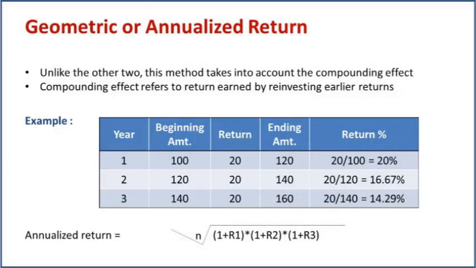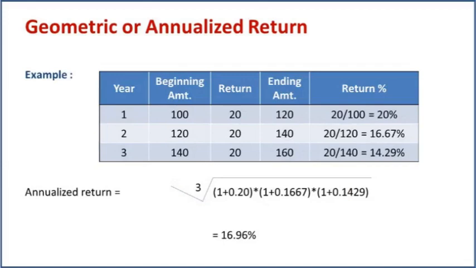In the given example, the beginning amount is rupees 100. It gives a return of rupees 20 in the first year, which is equal to 20%. In year 1, the ending amount is rupees 120, which includes the year 1 return. In year 2, return is rupees 20 as well. But since the amount of investment at the beginning of year 2 is equal to rupees 120, the return actually earned is 16.67%. The same logic applies for year 3 as well.